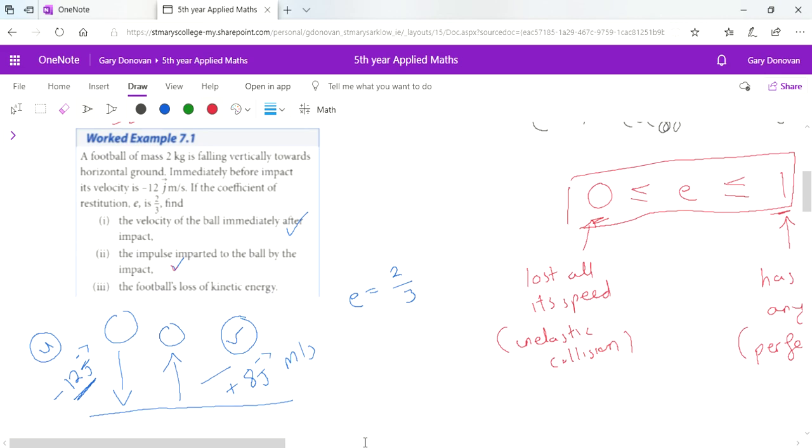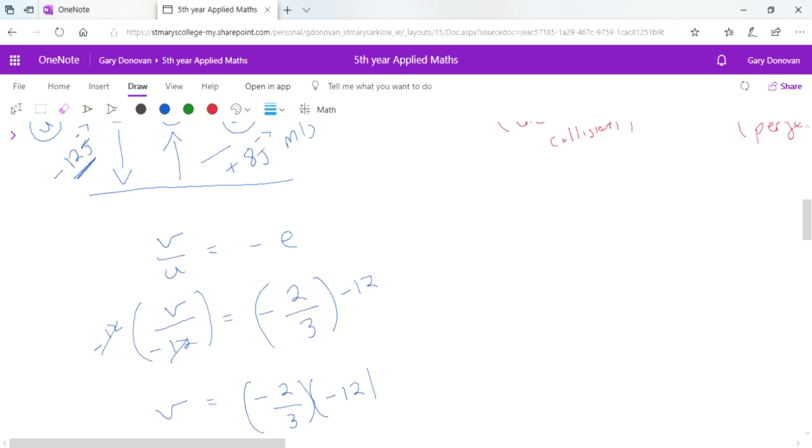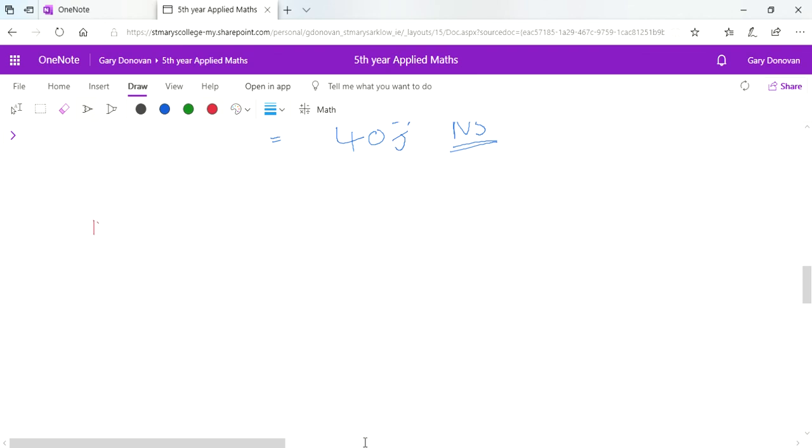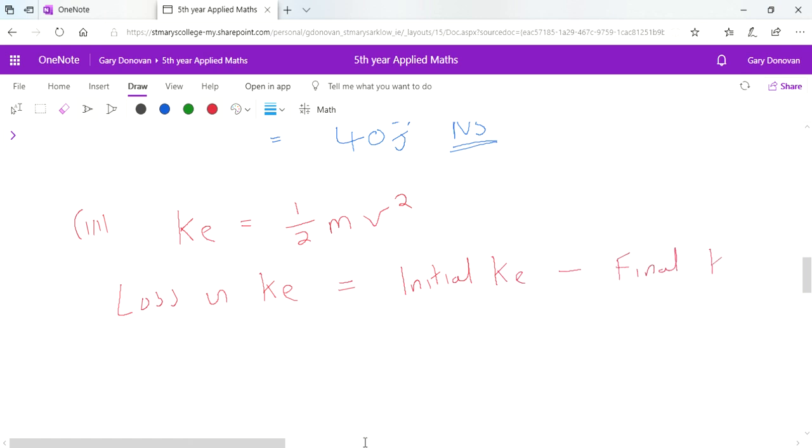The last part of the question is the football's loss in kinetic energy. Now I'm hoping that you've come across kinetic energy before. Something has kinetic energy if it's moving, and the equation for kinetic energy, hopefully you've seen before, is a half mv squared. Now loss in kinetic energy, K is how we write kinetic energy, would be its initial kinetic energy, take away its final kinetic energy, or before kinetic energy, take away after kinetic energy.